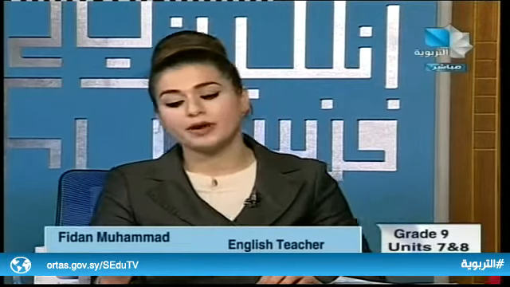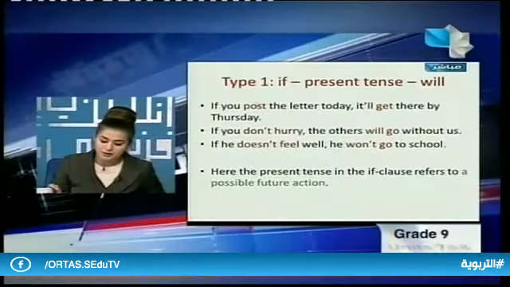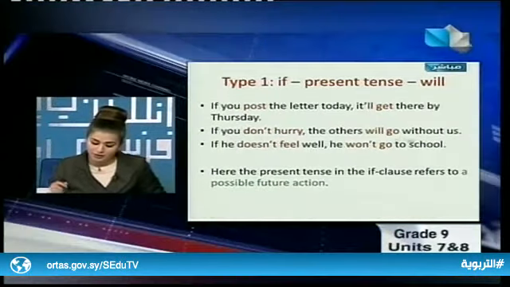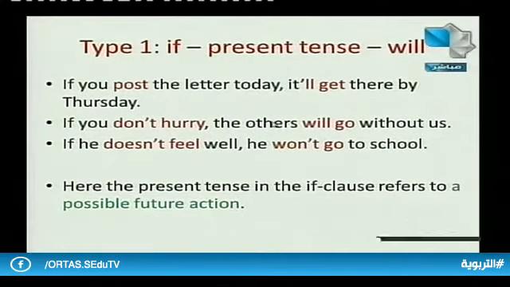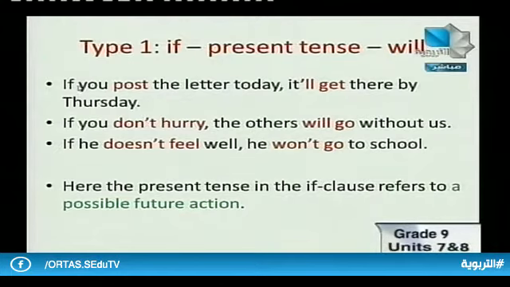It gives us will plus infinitive. That means, for example, if you don't hurry, the others will go without us. Here it's negative, of course. The first one, if you post the letter today, it will get there by Thursday. So here we have in the if clause the verb post.